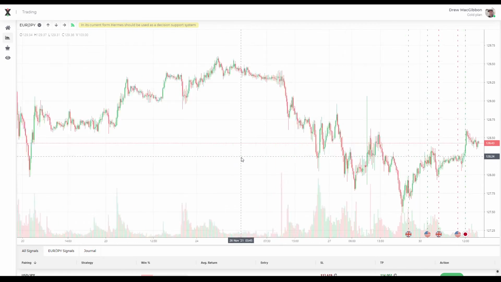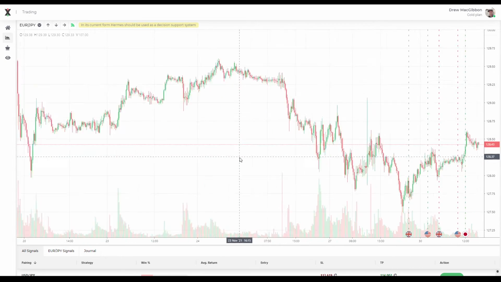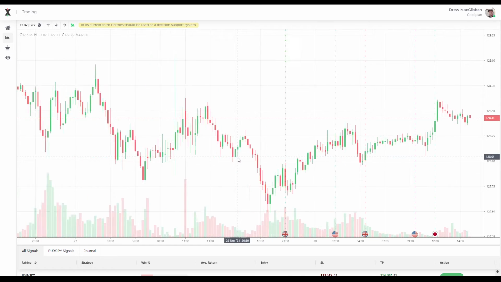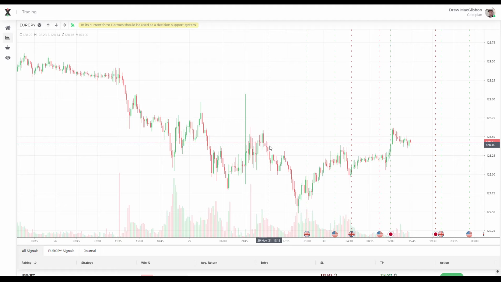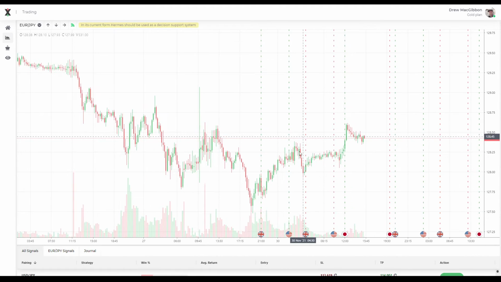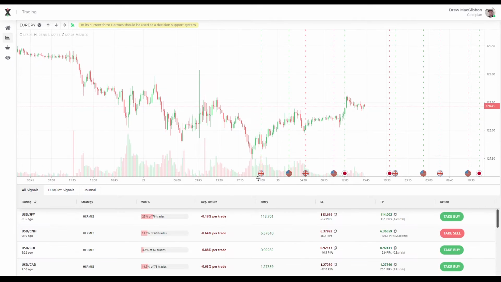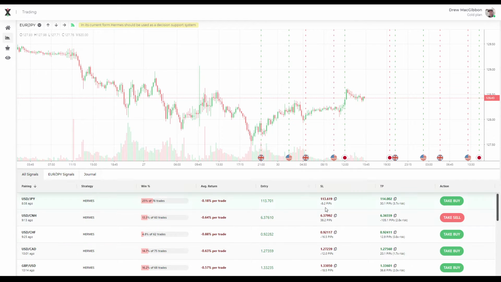So Euro JPY, we'd be looking for sells, and we've bounced up to this support level or resistance level, and we're heading back down by the looks. So I'm pretty confident in taking a sell here. So Euro JPY, we're going to take a sell.